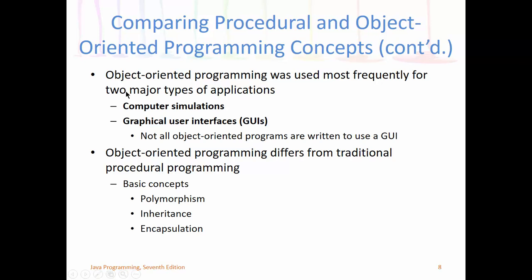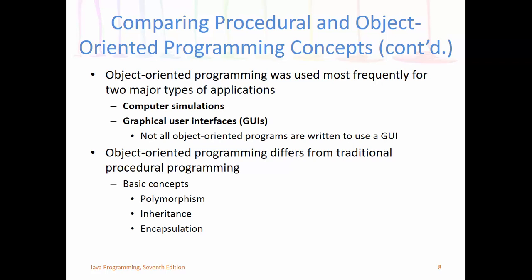All right. So they're indicating here what object-oriented was used for. And they say computer simulations and graphical user interfaces. But not all object-oriented programs are written to use a GUI, and that's totally true. You don't have to use a graphical user interface to have an object-oriented program. Not at all. That's not how it works. The conception is that you have to be in a graphical environment to do something object-oriented. Not true. Not true at all.